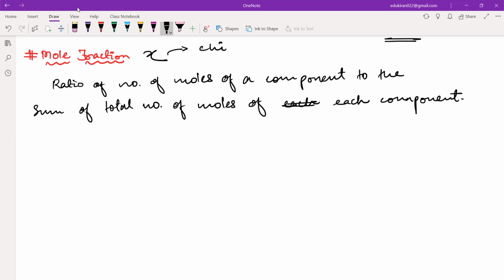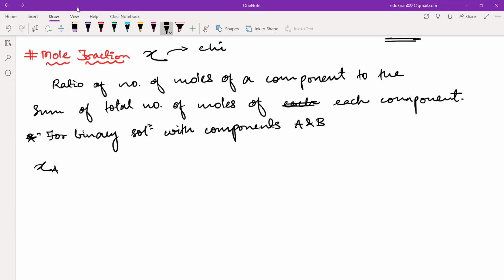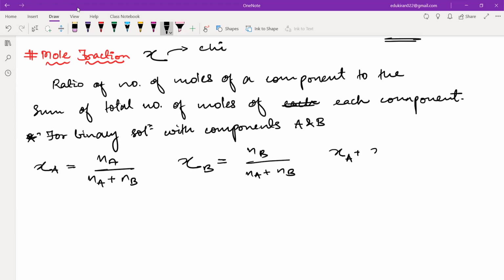So for a binary solution, binary means a solution having only two components A and B, the mole fraction of A will be equal to the number of moles of A divided by the number of moles of A plus the number of moles of B. Similarly, chi B will be equal to the number of moles of B divided by the number of moles of A plus the number of moles of B. Also, chi A plus chi B will be equal to 1. This is only for a binary solution.